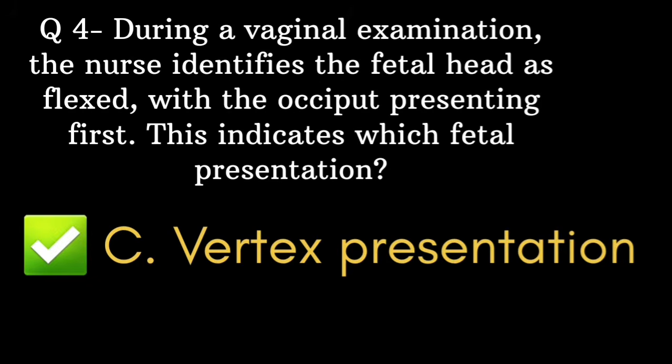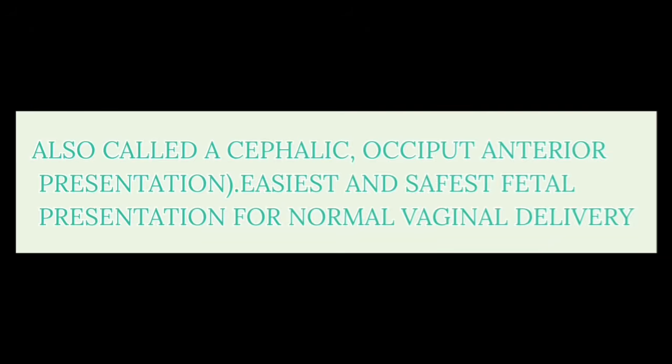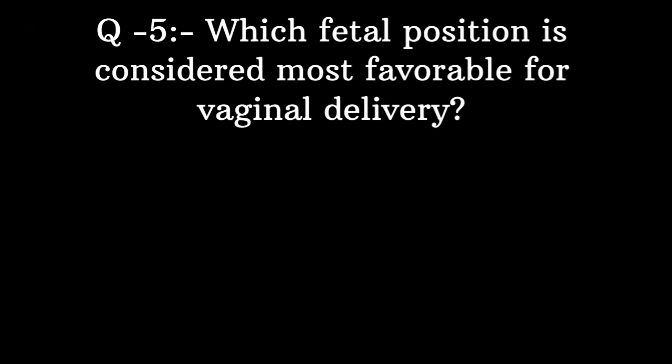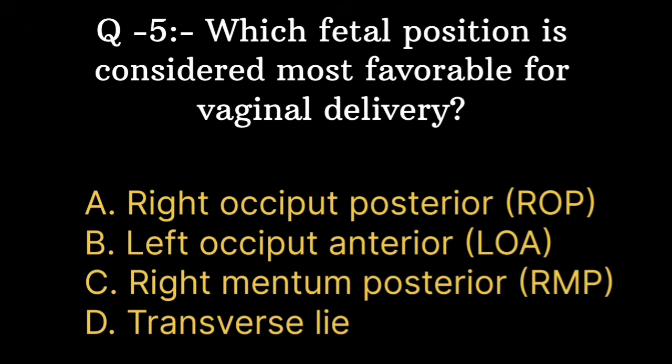Correct answer is option C. Vertex presentation. This is also called a cephalic occiput anterior presentation, the easiest and safest fetal presentation for normal vaginal delivery. Question number 5. Which fetal position is considered most favorable for vaginal delivery? Options. Option A. Right occiput posterior, ROP. B. Left occiput anterior, LOA. C. Right mentum posterior, RMP. D. Transverse lie.